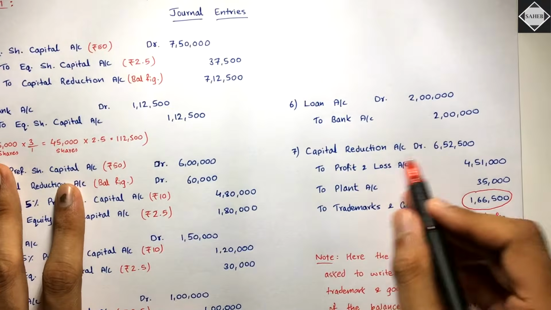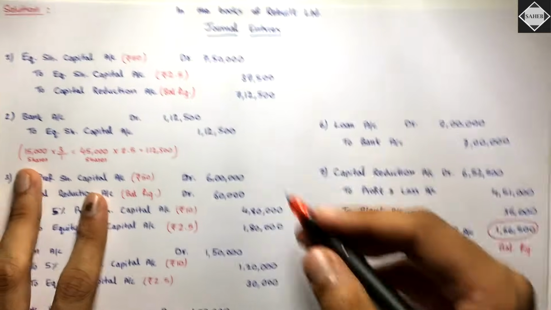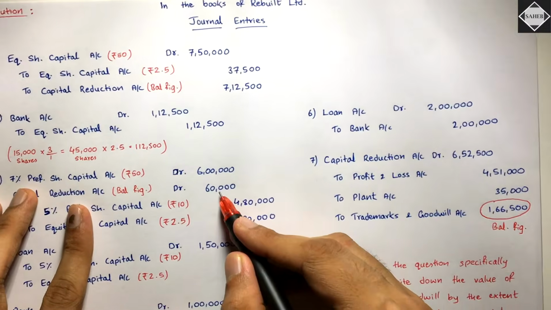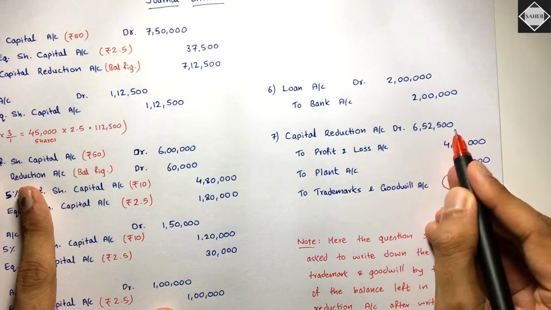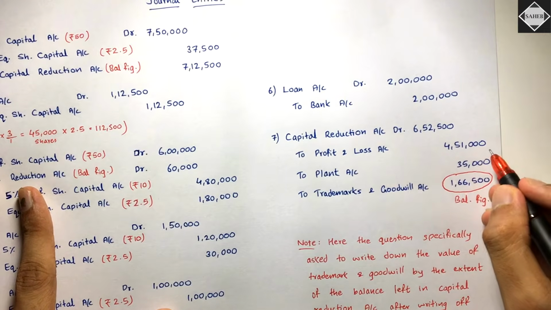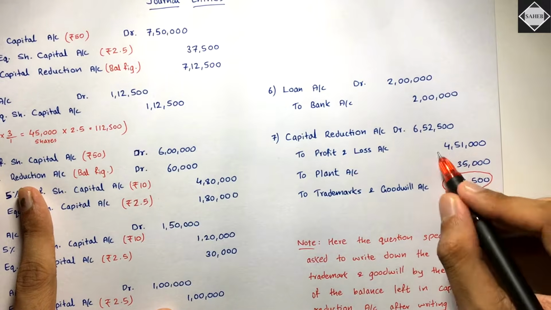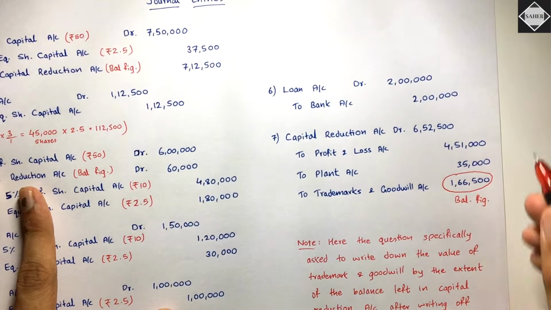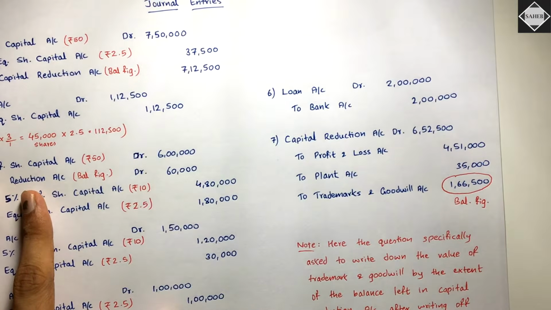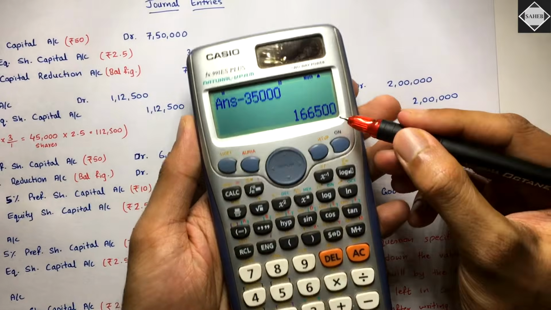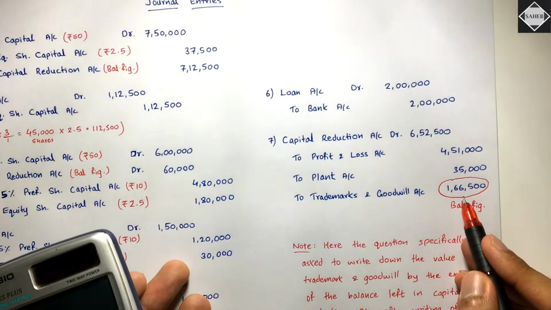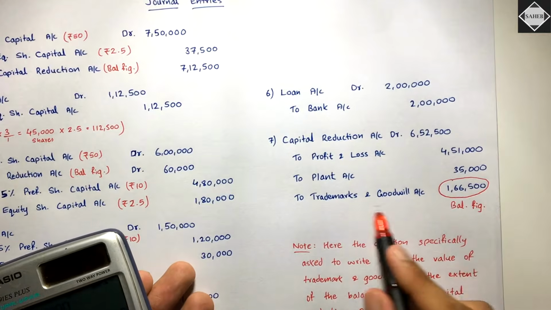Okay, so see the entry, capital reduction account. Yeah, this much balance was there. Now we saw 7,50,000 minus 60,000, 6,52,500. Now this we have to utilize. We have to write off this completely, 4,51,000, and then plant 35,000, and then how much was left? 1,66,500. See here, 1,66,500 to trademarks and goodwill.